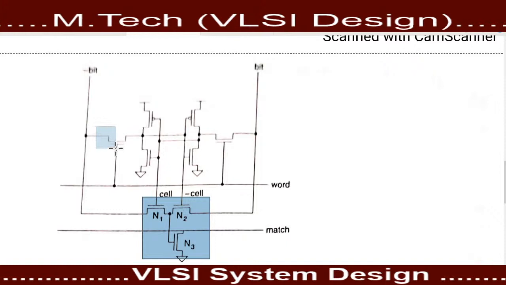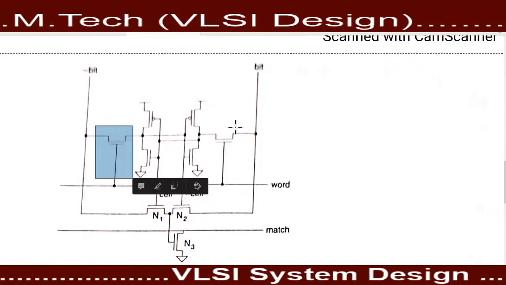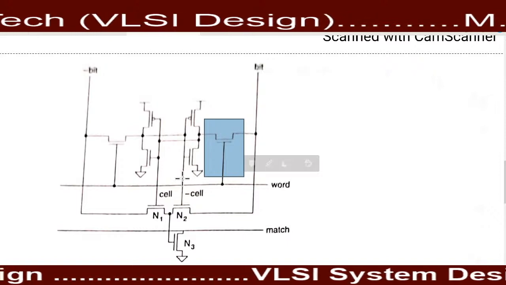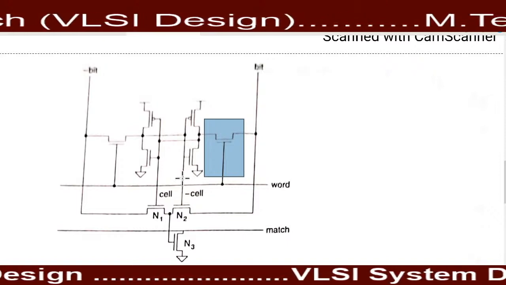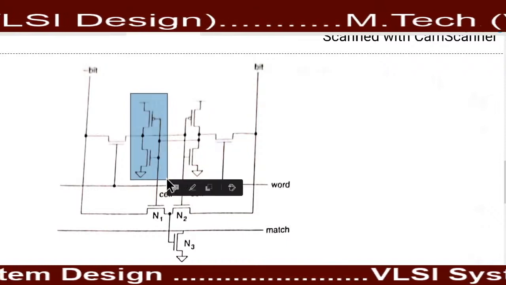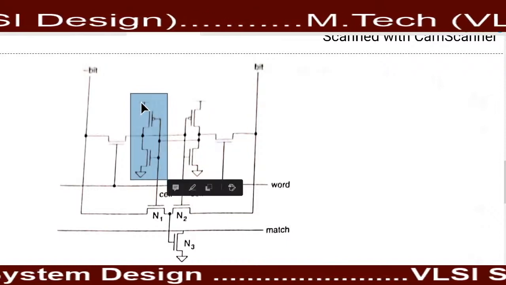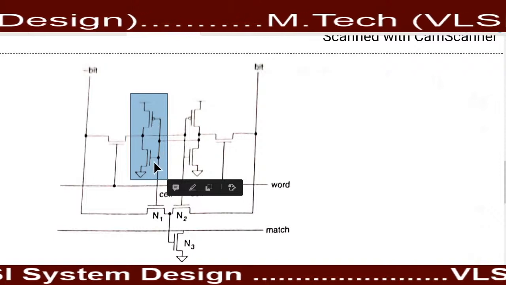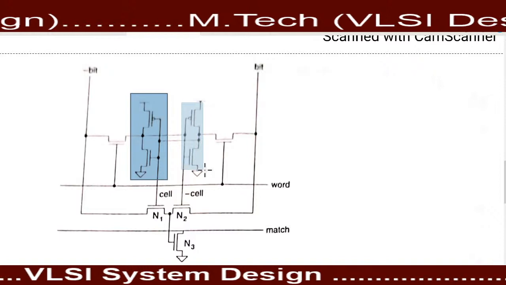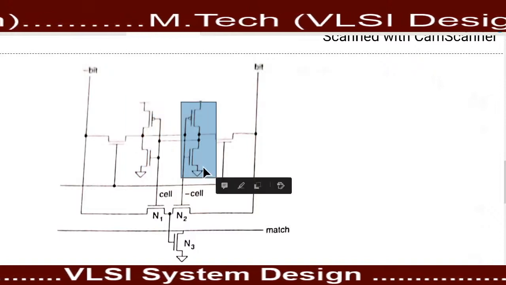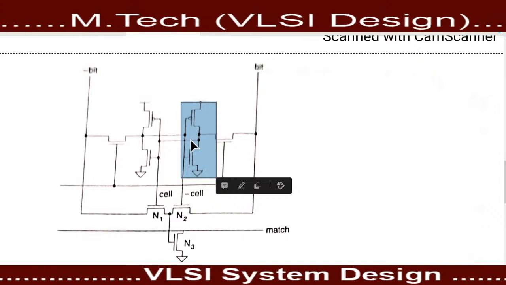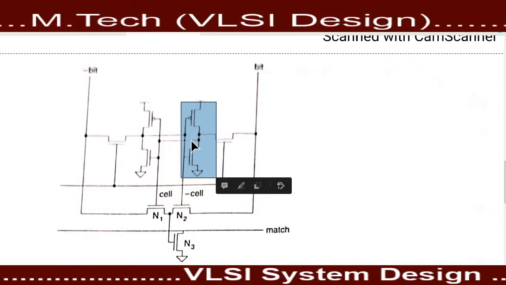Here two transistors are present, this one and this one. These transistors are known as access transistors. The combination of the upper PMOS and lower NMOS makes an inverter. Here one PMOS is connected on the upper side and one NMOS on the lower side, and this combination makes an inverter.